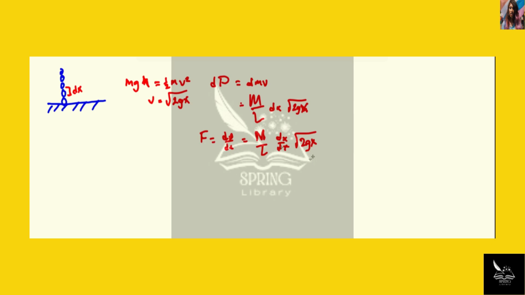And since this dx/dt right here is just the velocity again, which we've already established is this right here, we can rewrite this as m over L, dx/dt is this, so it's the square root of 2gx times the square root of 2gx, which just becomes 2gx. And so we have the force of our small piece being 2 times mass gx over L.